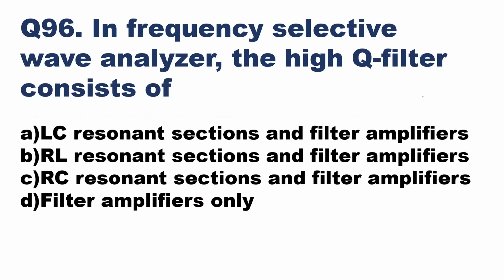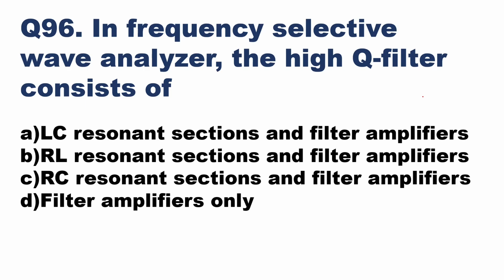In frequency selective wave analyzer, the high Q, that is a quality factor, the high Q filter consists of. So the filter which is having high Q consists of what? Now from these options, it consists of RC resonant sections. RC, that is resistance, capacitor, resonant sections, and filter amplifiers.